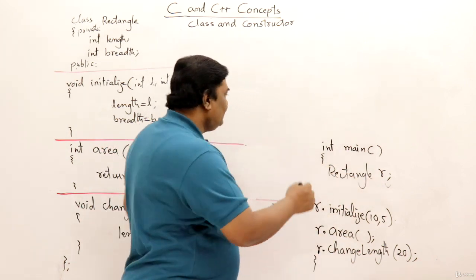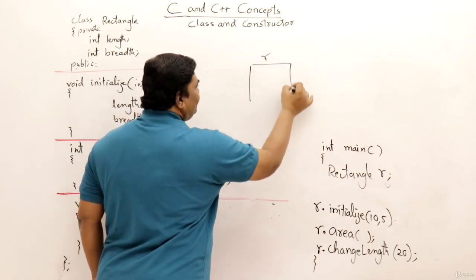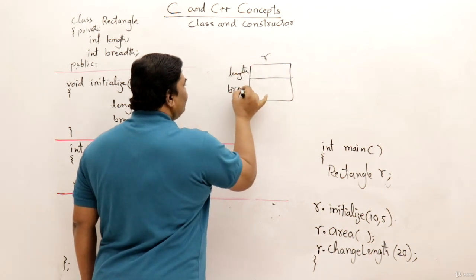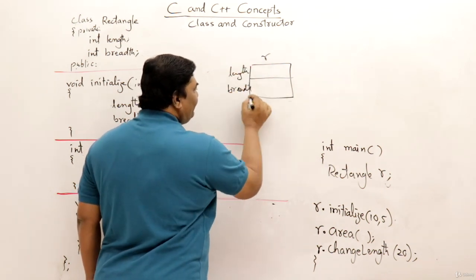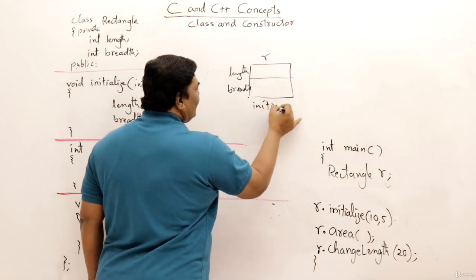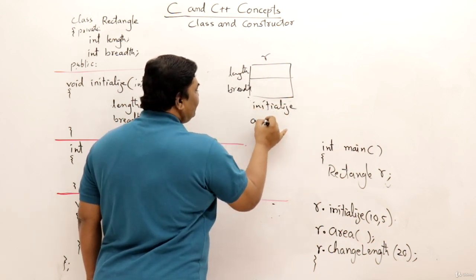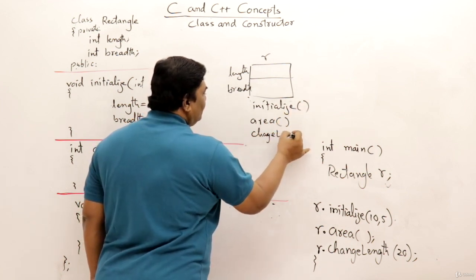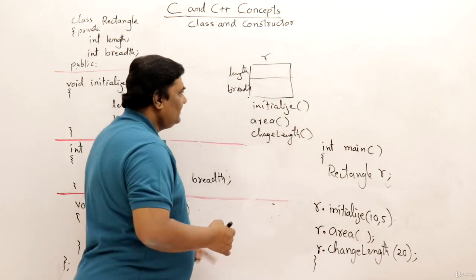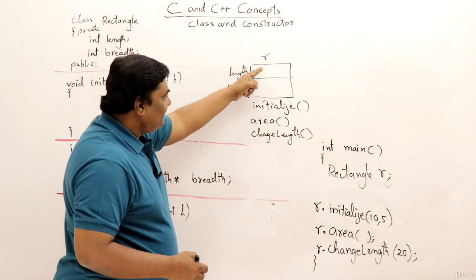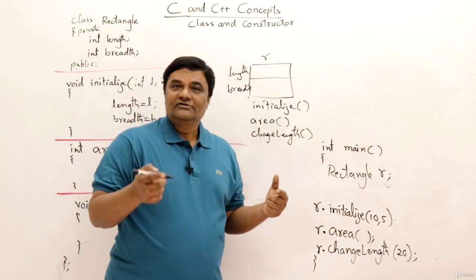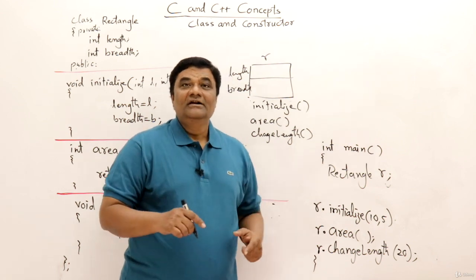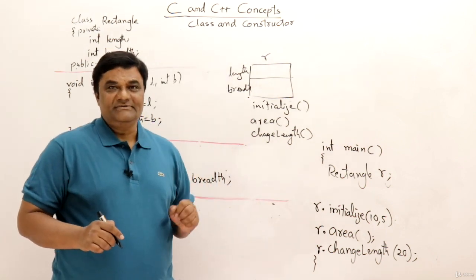So once you create a rectangle, what are the things you get? You get length and breadth. These are the two data members, length and breadth. Along with that, we also get the functions like initialize and area and change length. These are the member functions. So length and breadth are data members and these are the functions. You can call all of them by using dot operator. So this is the transformation from C language to C++.